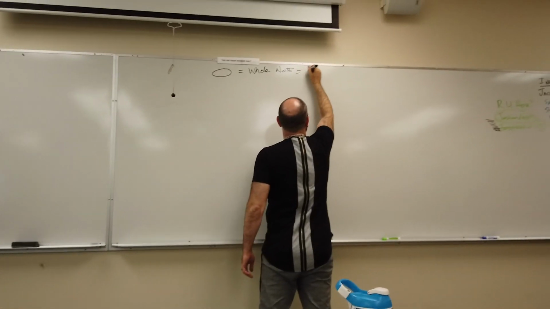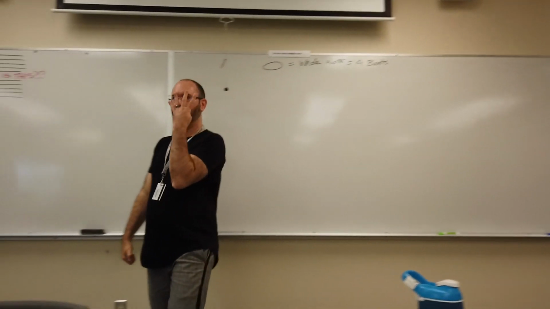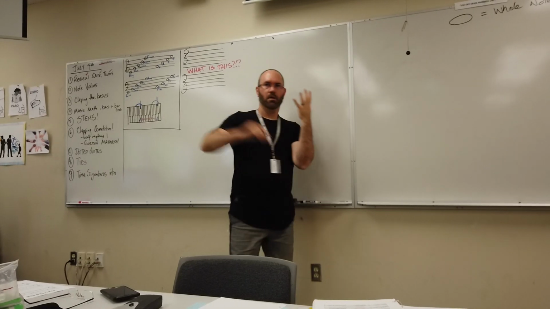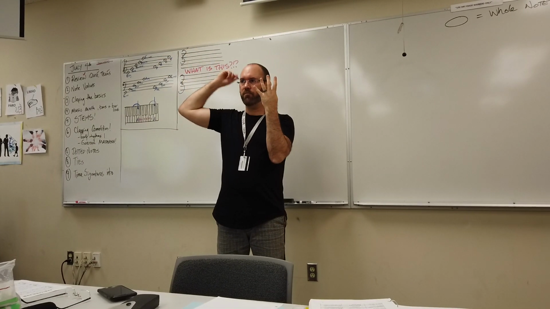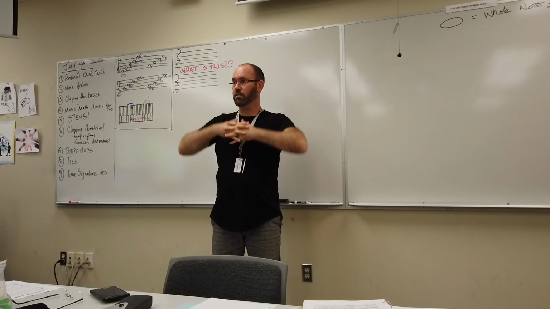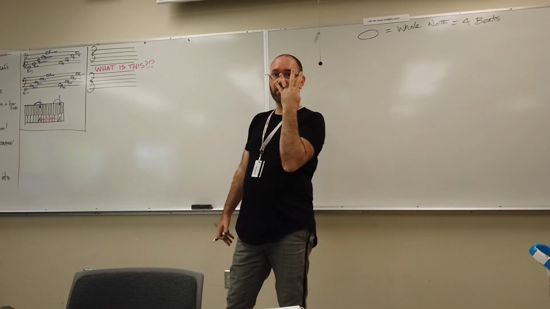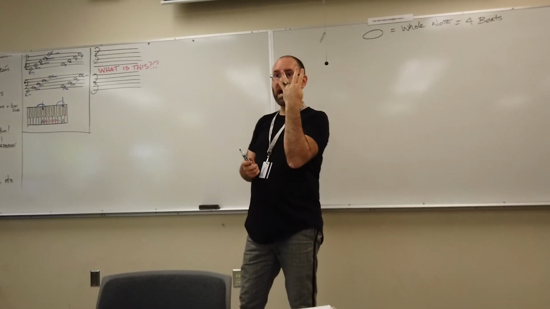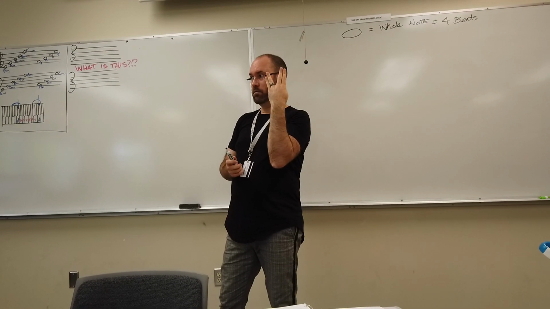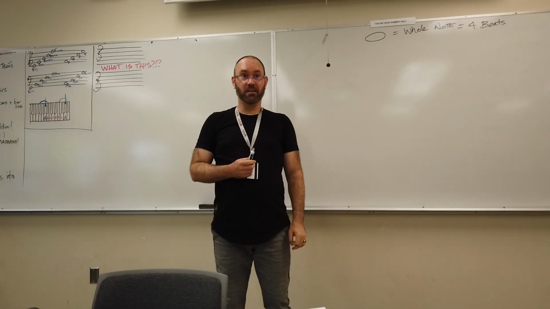So a whole note gets 4 beats. Here's 4. This is a whole note. It sounds like this. 1, 2, 3, 4. 1, 2, 3, 4. Any questions? Good. What happens if you take 4 and you take a samurai sword, you chop it in half? What do you get 2 of? 4 divided by 2 is?